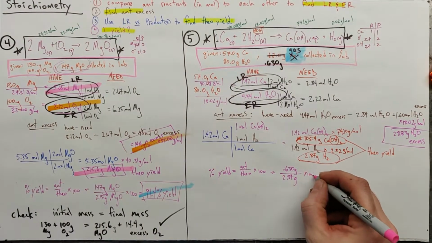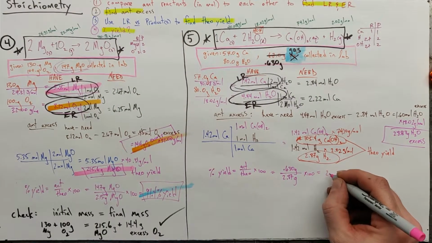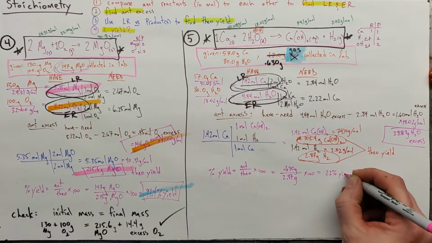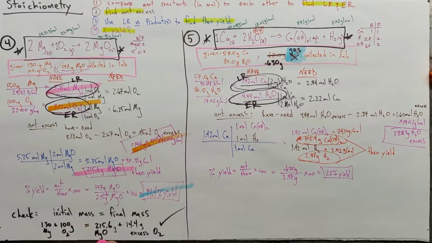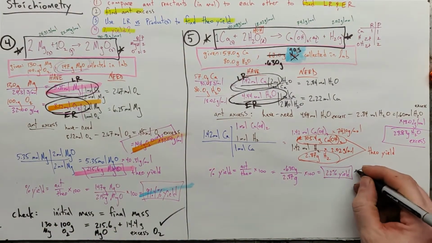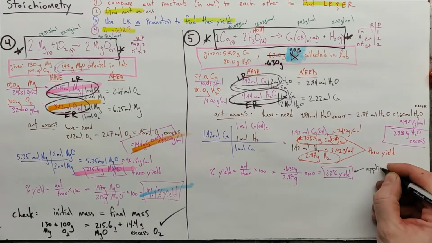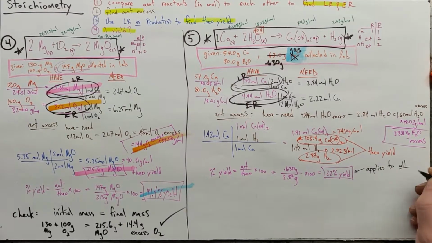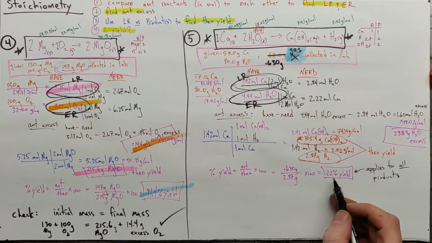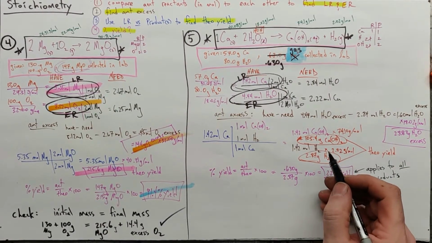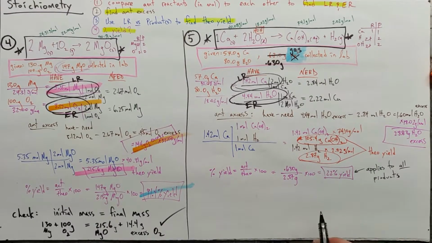And multiply by 100, giving us 22% yield approximately. We can do a little bit more with that, and I think it's important for us to do so, just so we can kind of see how things work out. Something that's not immediately obvious is the fact that this percent yield applies to all of the products. All right, 22% of the hydrogen that could have been produced was produced.